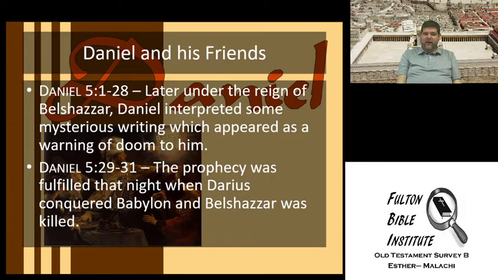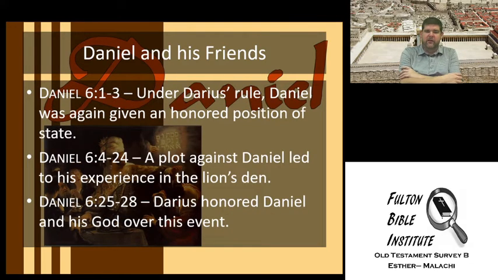I don't need it because it's worthless, because your kingdom is falling to naught. And then we see that prophecy comes fulfilled that very night when Darius the Persian, the Mede, comes in, and he conquers Babylon and kills Belshazzar. And then after Darius conquers Babylon and takes over the kingdom, the nation, he begins to rule. Under Darius' rule, Daniel's given an honored position again.